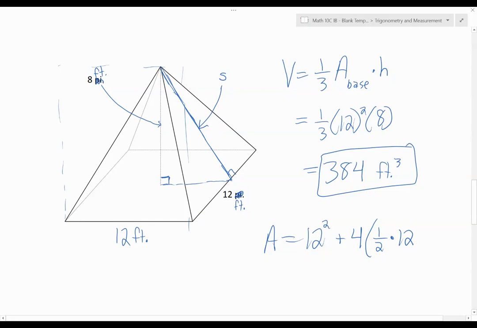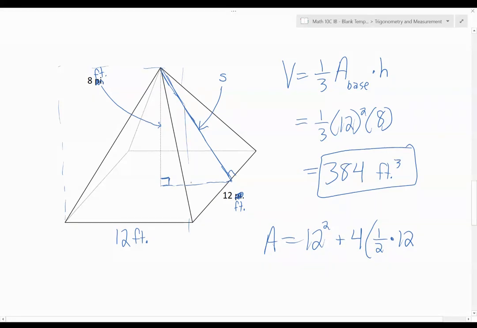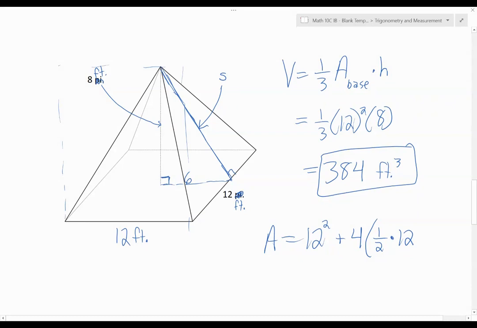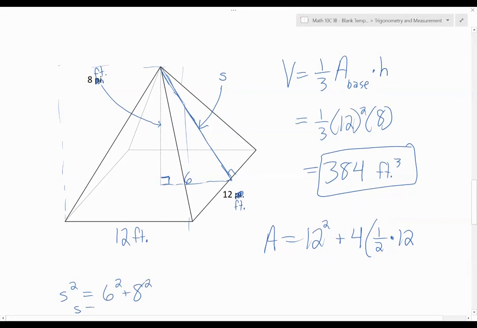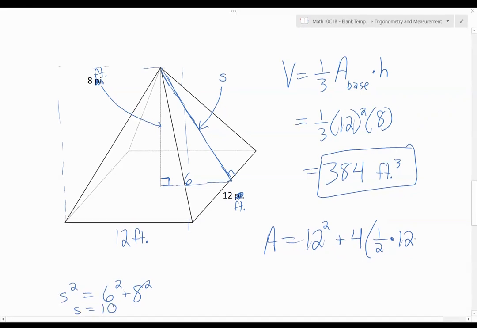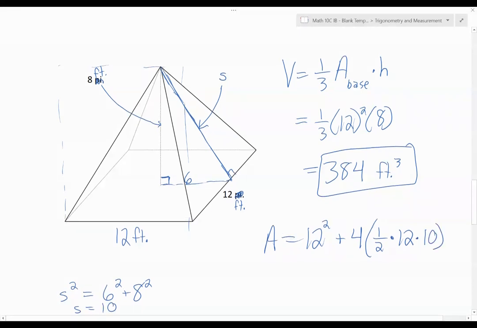So essentially what I have is the base of this right triangle is 6, because it's half of the base of the pyramid, and it has a height of 8. So that means that S squared equals 6 squared plus 8 squared, which when we solve that gives me S equals 10. So that is the height of the triangle that I use to find the area.